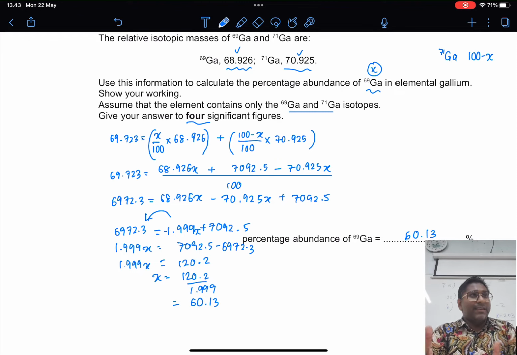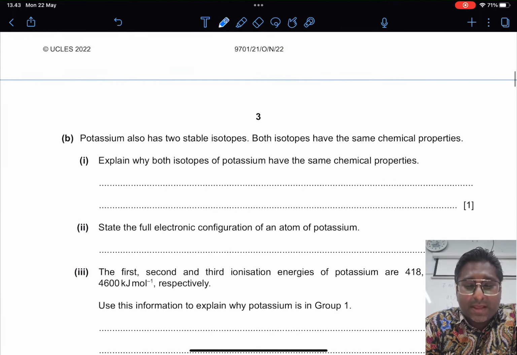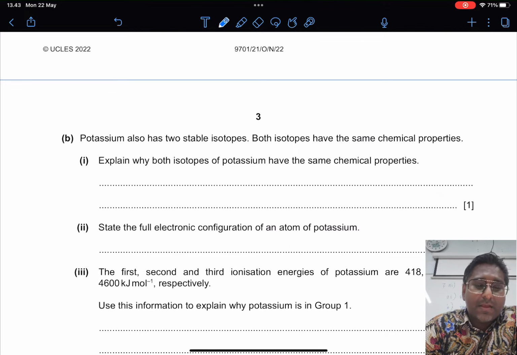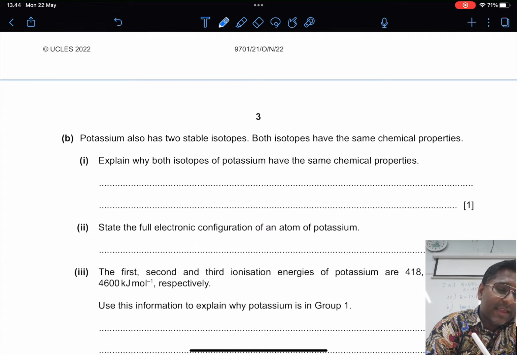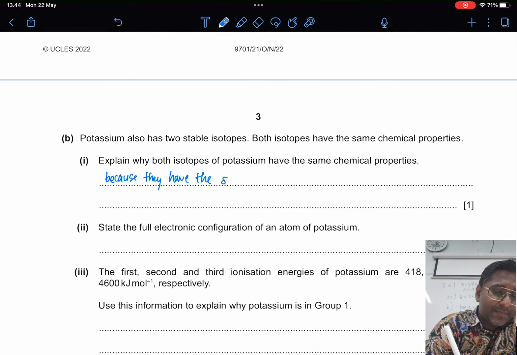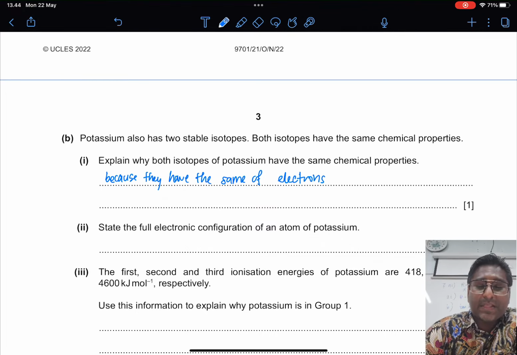Okay. Now next, potassium also has 2 stable isotopes. Both isotopes have the same chemical property. Explain why both isotopes of potassium have the same chemical property. So isotopes have the same chemical property because they have the same number of electrons. Okay, because they have the same number of electrons, therefore the chemical property is the same.